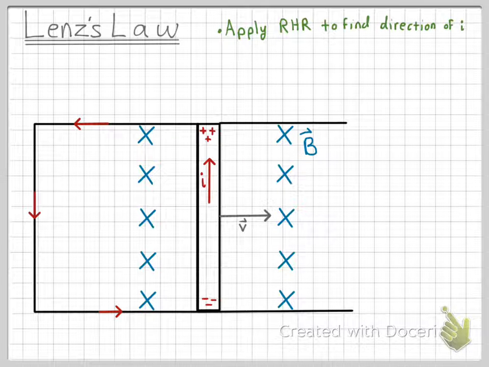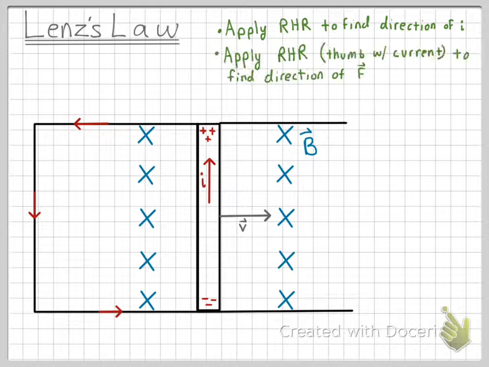Since this conductor was placed on a set of conducting rails, this current, or flow of positive charges, continues throughout the entire rail system. So next, we can apply the right-hand rule again, but instead of our thumb going with the velocity of the rod, we place it in the direction of the current. When we do this, our palm faces towards the left. Therefore, the conducting rod feels a force to the left.